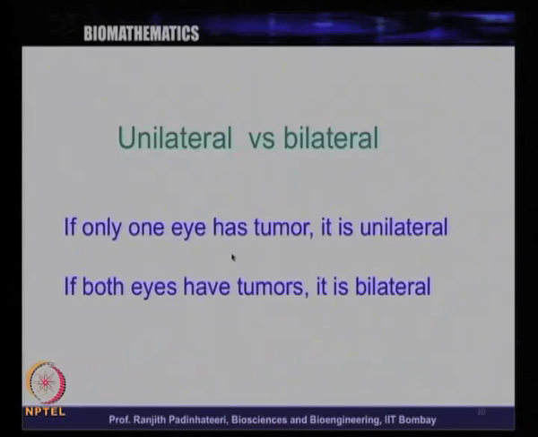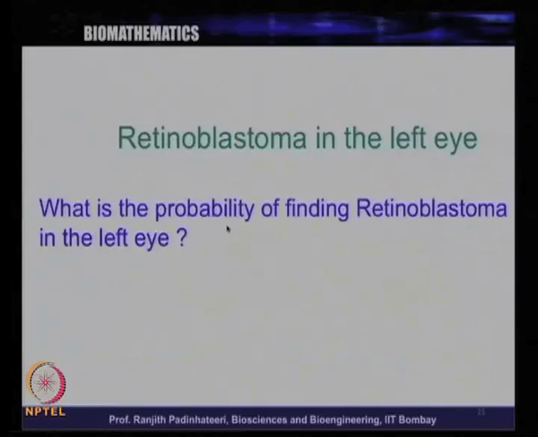So, you can ask the question, what is the probability of finding retinoblastoma in the left eye? If somebody gets a retinoblastoma as a result of some kind of mutation, then the probability that it will be on the left eye will be half, and the probability on the right eye will also be half, because of equal probability.